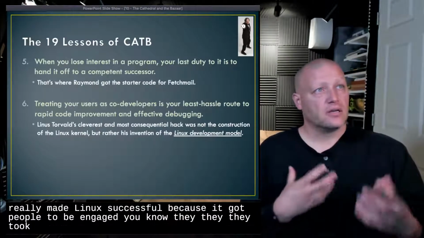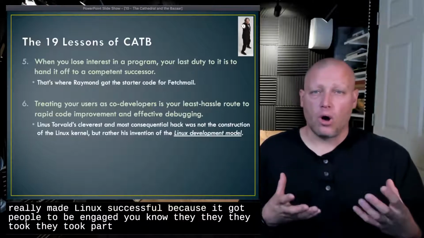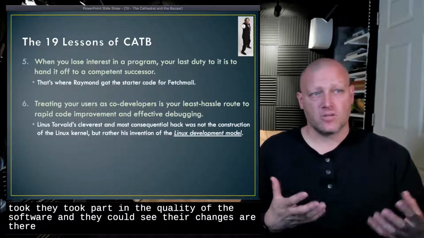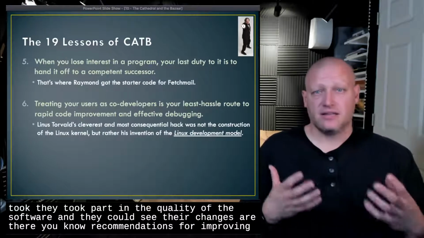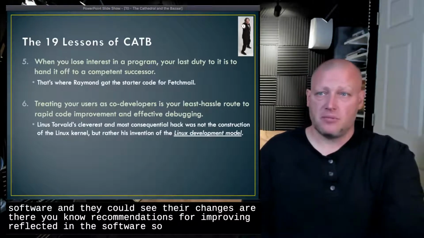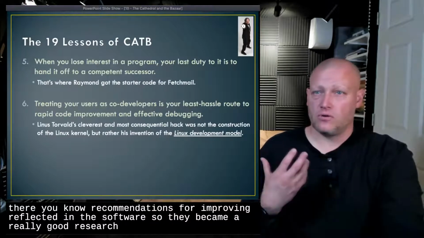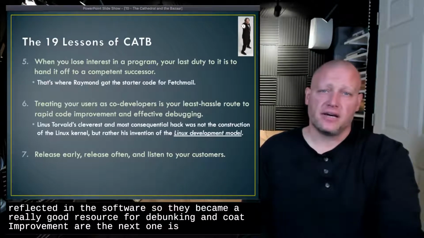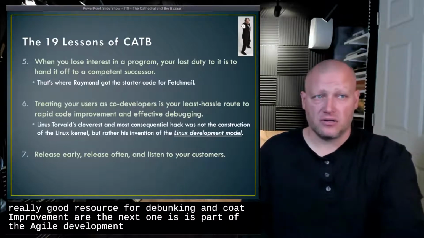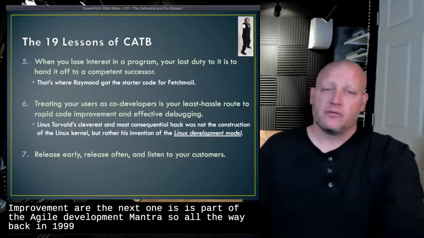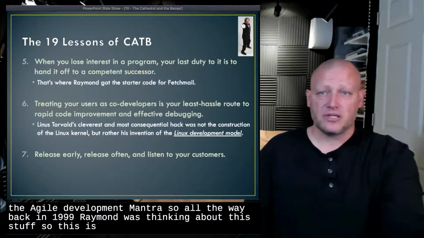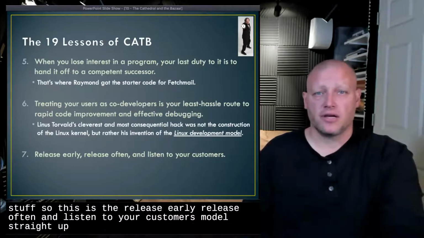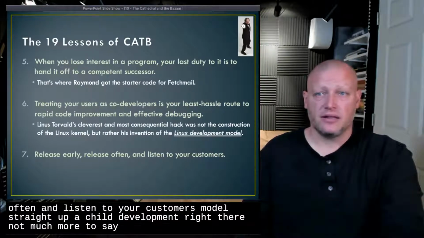They took part in the quality of the software, and they could see their changes or their recommendations for improvement reflected in the software. So they became a really good resource for debugging and code improvement. All right, the next one is part of the agile development mantra. All the way back in 1999, Raymond was thinking about this stuff. This is the release early, release often, and listen to your customers model. Straight up agile development right there. Not much more to say about that lesson.